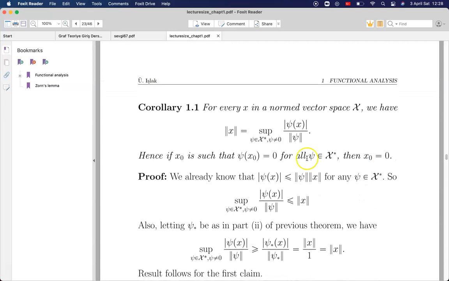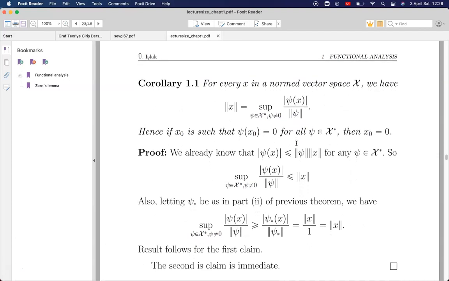Okay, another one. For every x in a normed vector space X, we have that the norm of x is the same as a supremum over all non-zero bounded linear functionals of the absolute value of psi of x divided by the norm of psi.